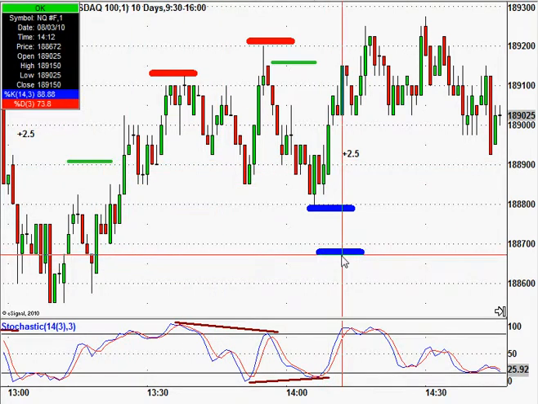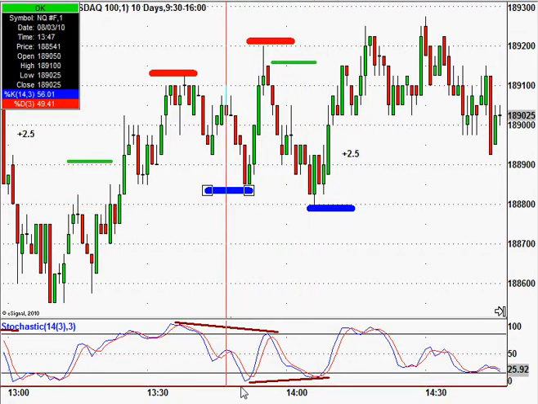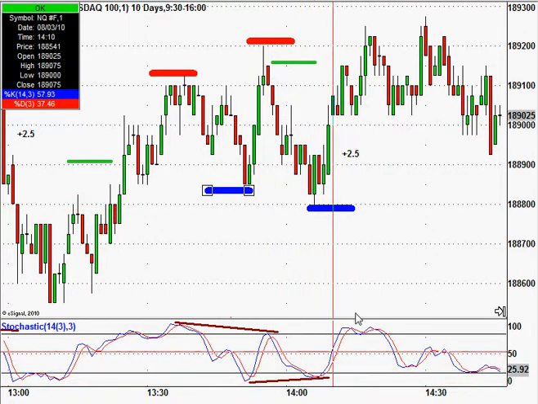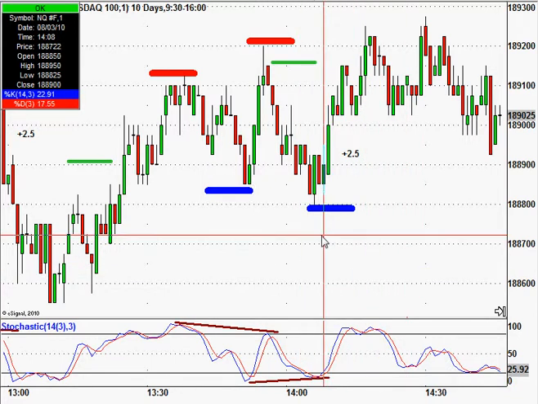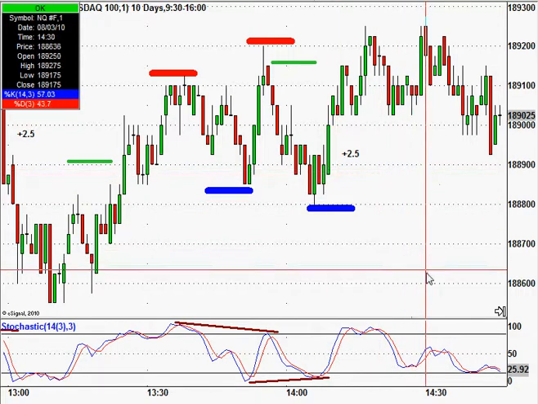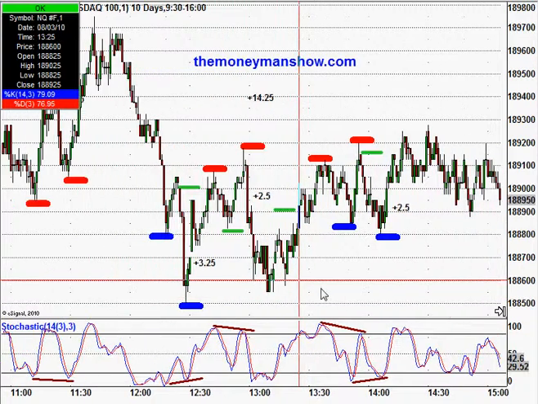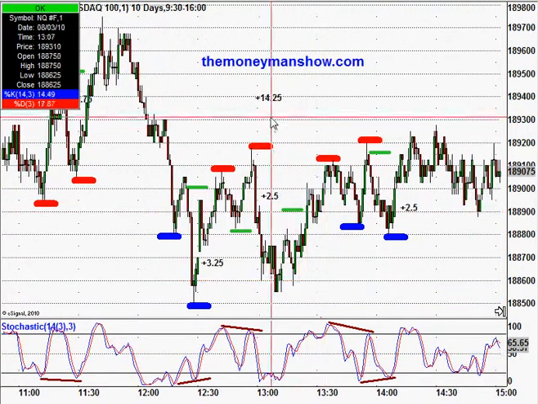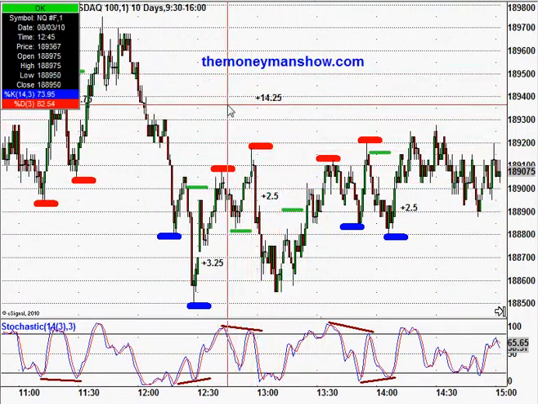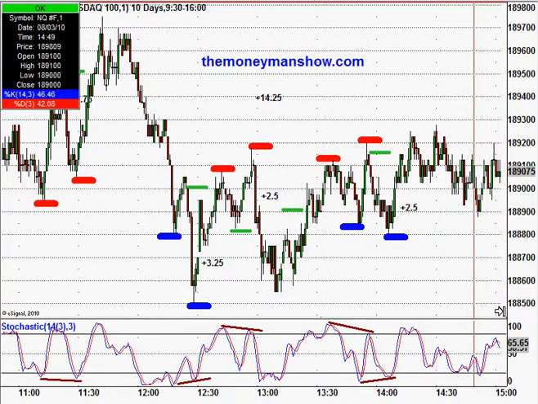Then we have a type A trade, lower low, higher stochastic, entry in this candle where it crosses above, 2.5 handles. And this was the Nasdaq, actually not a dull market. 14.25 handles on the Nasdaq, and a very good trading day actually.